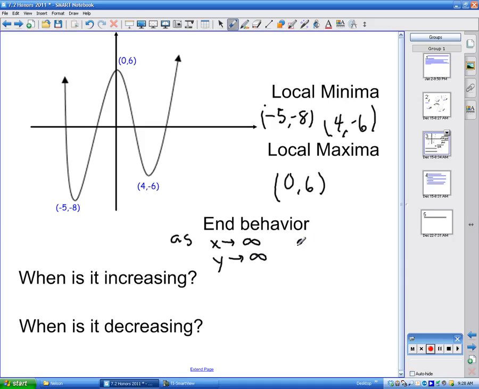Likewise, as x goes to negative infinity, so if we go this way in the x direction, the y is also going up. So y will also be going to infinity this time.